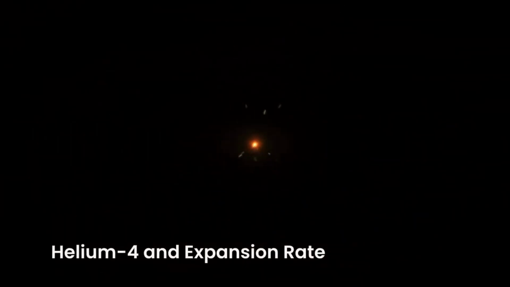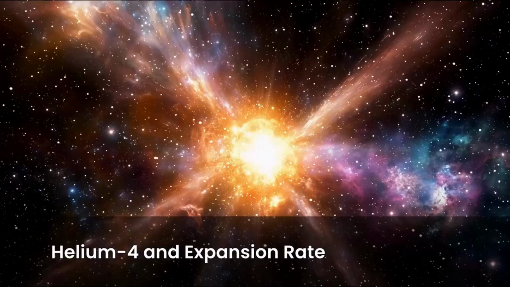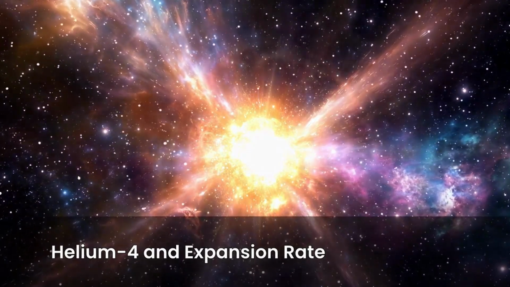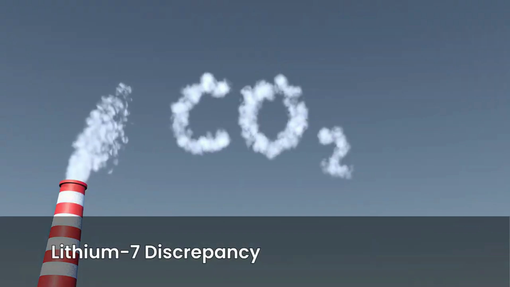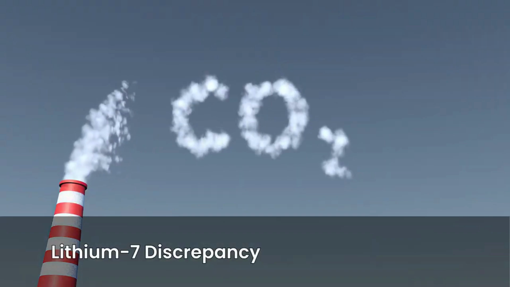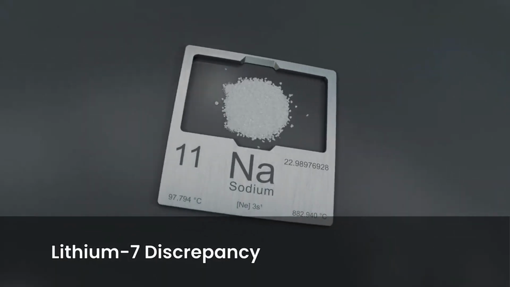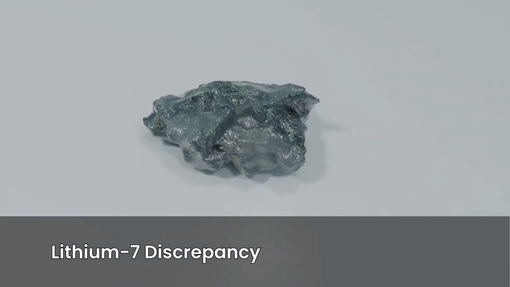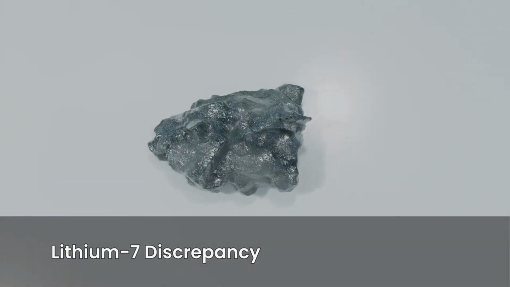The amount of helium-4 produced during BBN is remarkably sensitive to the expansion rate of the universe. This makes it a powerful tool for probing the conditions of the early cosmos. While BBN's predictions for hydrogen and helium are in excellent agreement with observations, there's a persistent discrepancy when it comes to lithium-7. Observations suggest that there is less lithium-7 in the universe than predicted by BBN.